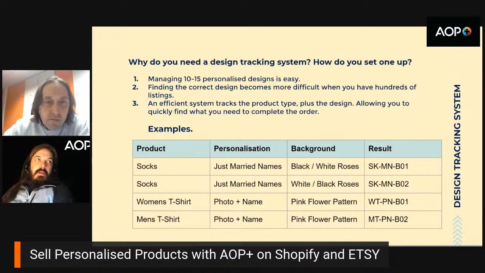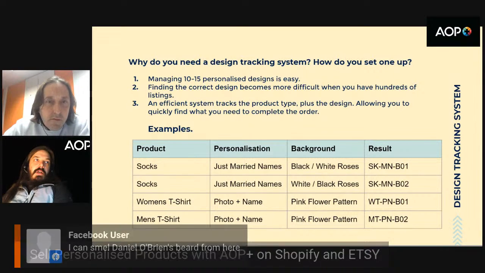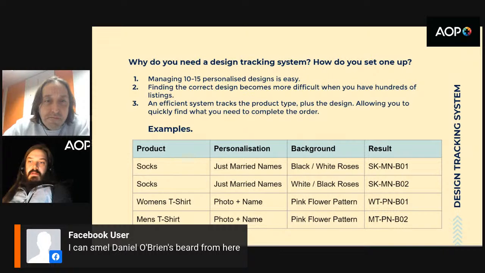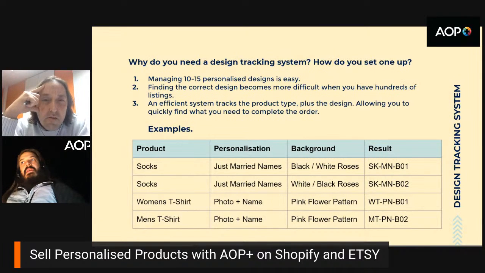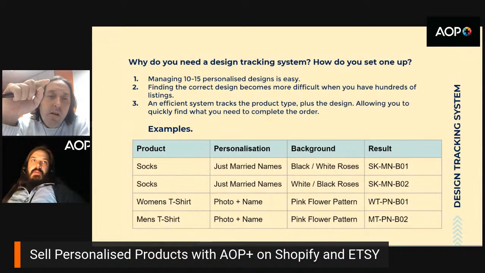We've got 3 different products: socks, a women's t-shirt and a men's t-shirt. And we've got 2 different personalization options. One of them we're going to go after, say, the wedding niche, focusing on people who are just married or getting married and they want their names printed. The other personalization option is they just send you a photo and they want their name stuck on it. So again, very, very basic.